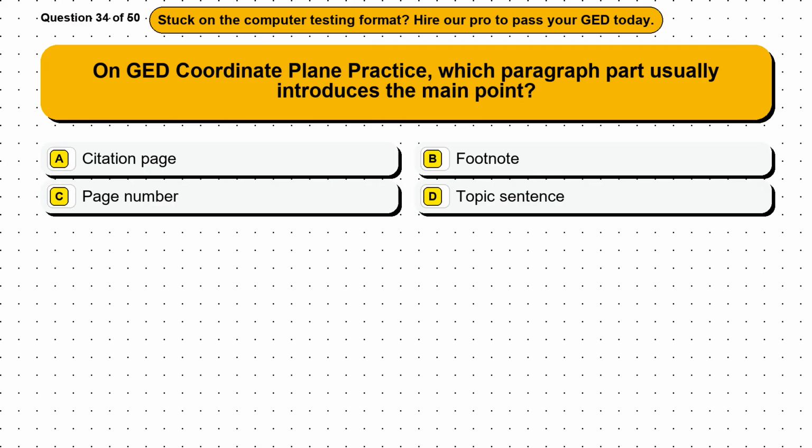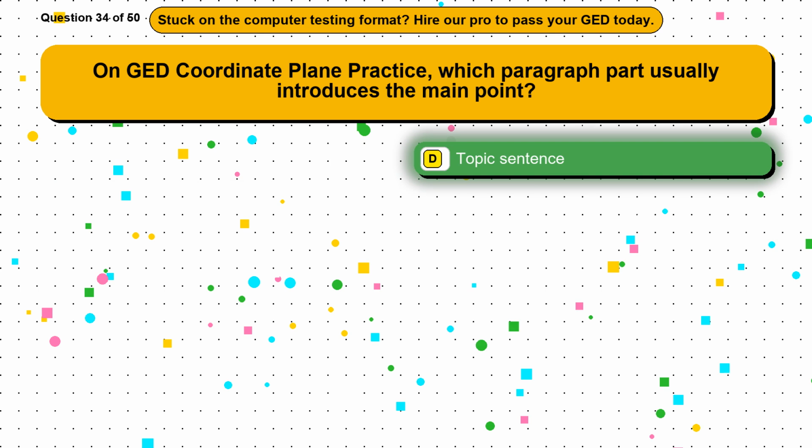Question 34. On GED Coordinate Plane Practice, which paragraph part usually introduces the main point? Option A, citation page. Option B, footnote. Option C, page number. Option D, topic sentence. The correct answer is option D.